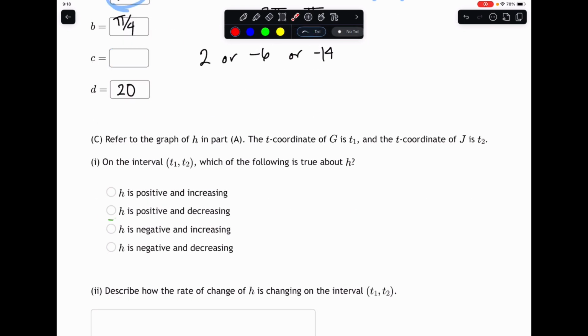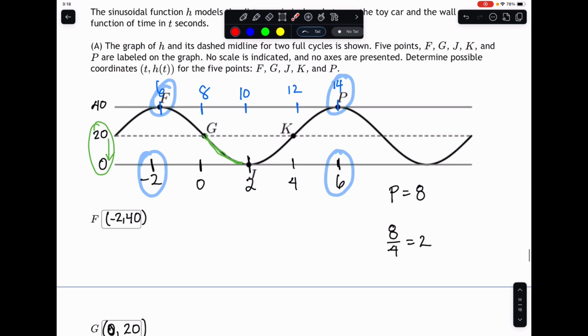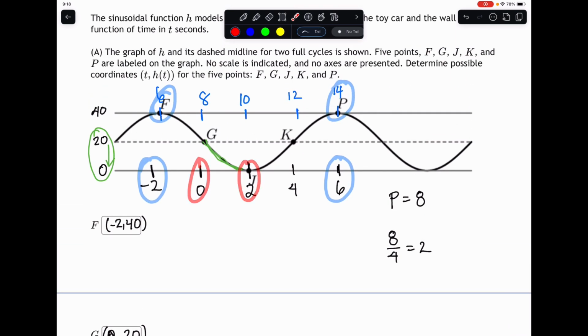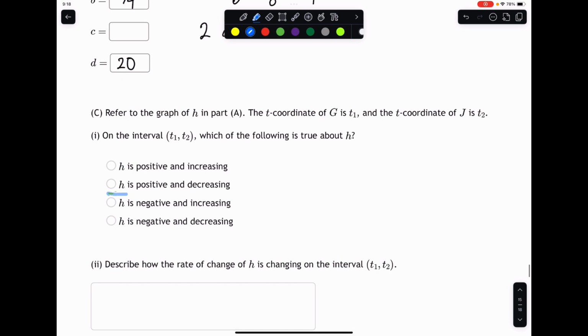Now for part C, same situation as before. The t coordinate, we're now going to look at the t coordinate of G, at T1, and the t coordinate for J, which is at T2. And we want to know what's happening again to the values of H, which again are the y values in that interval from T1 to T2. So T1 to T2, so from 0 to 2 seconds, the y values are going downwards. We're going from 20 to 0. So that means that our answer for this problem is that H is going to be positive and decreasing.